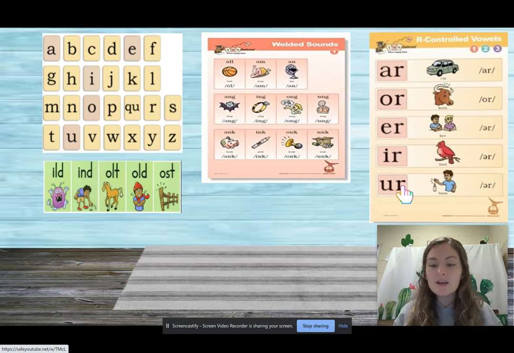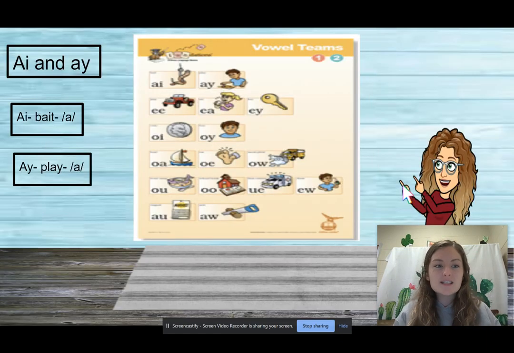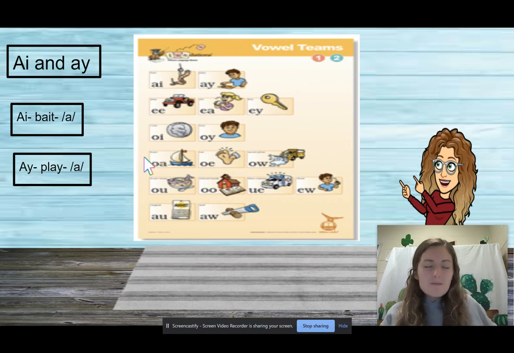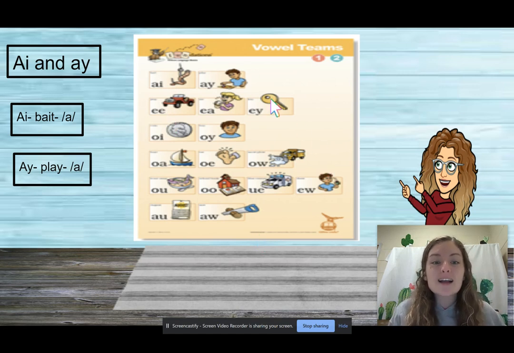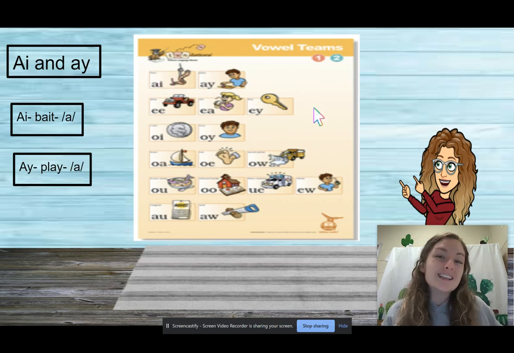Fantastic. Now, last week we also introduced vowel teams. Remember, we talked about how when two vowels are walking together, the first one always does the talking. But sometimes the rules will change when we see certain vowels together. So we're going to practice the vowel teams that we learned last week.